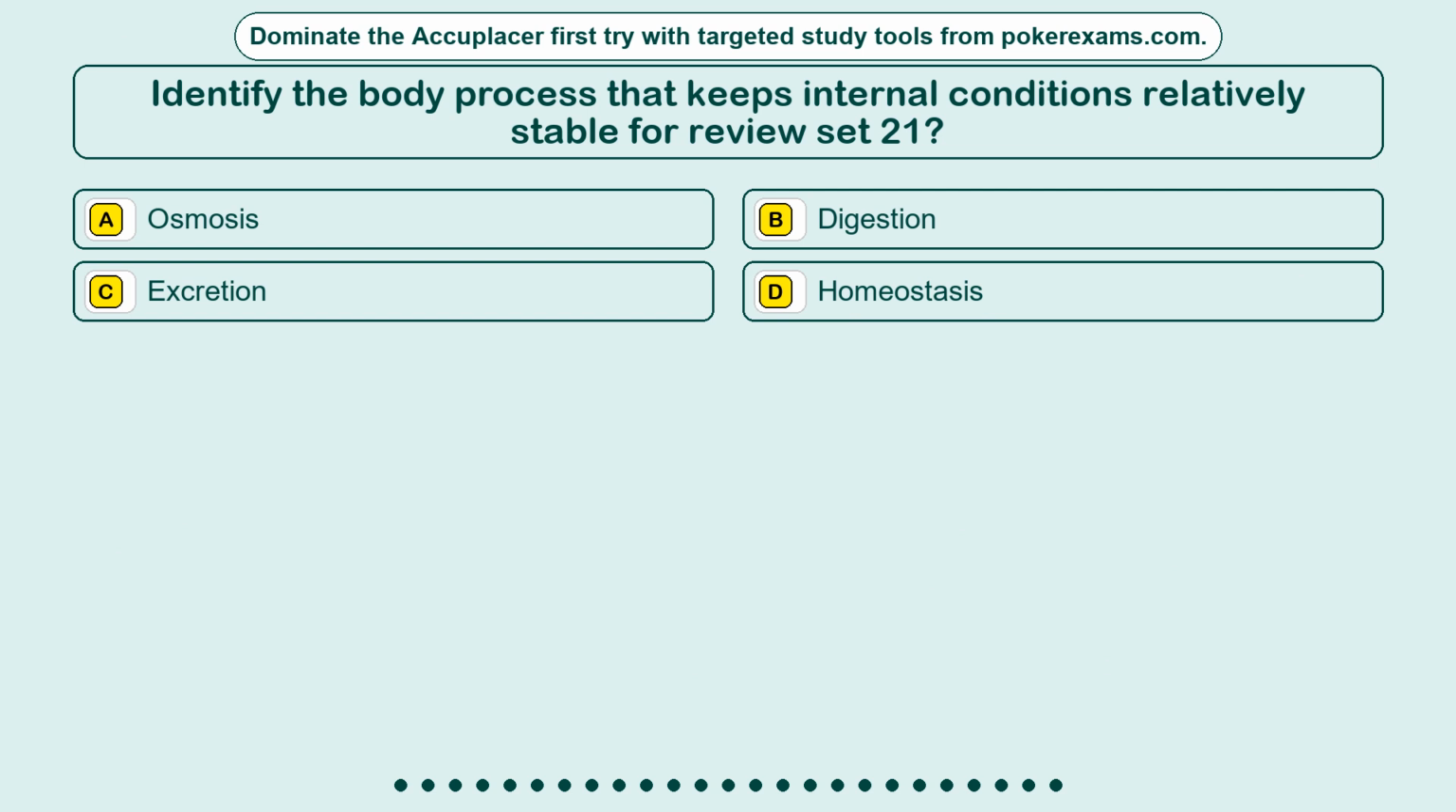Question 24. Identify the body process that keeps internal conditions relatively stable for review set 21. Option A, osmosis. Option B, digestion. Option C, excretion. Option D, homeostasis.